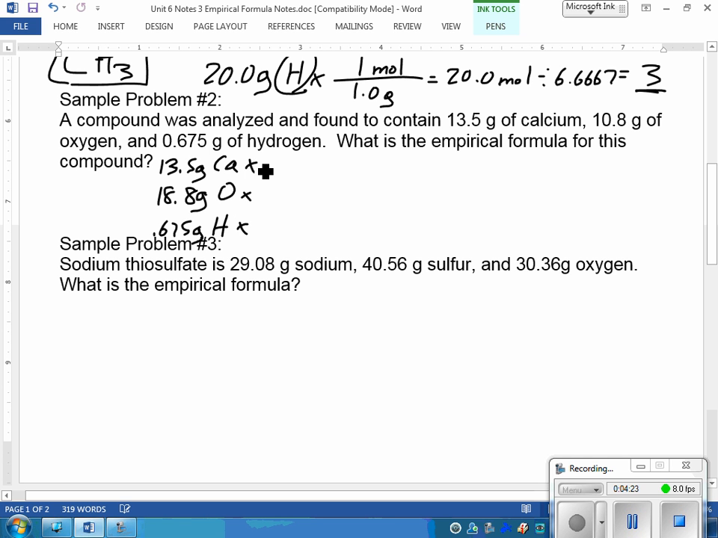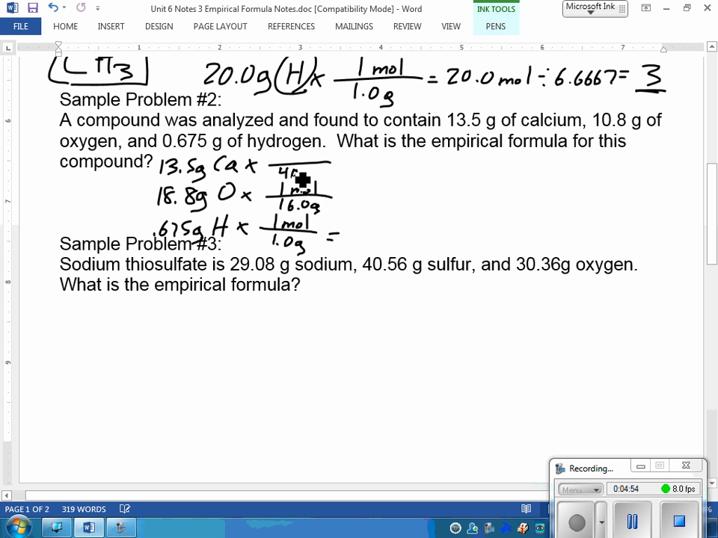So we're going to do our mole conversion for each one. Right, we have 1.0 grams in 1 mole for hydrogen. For oxygen, we have 16.0 grams in every 1 mole, because on the periodic table it's 15.99999. And for calcium, well, calcium is 40.07, so that's 40.1.